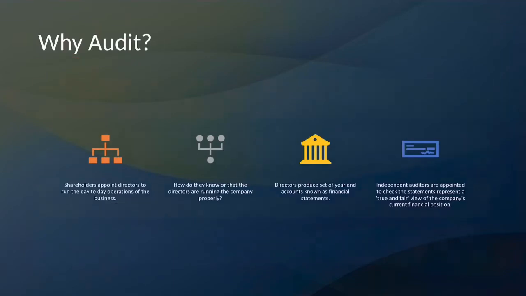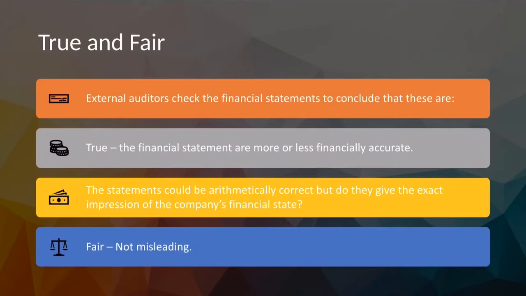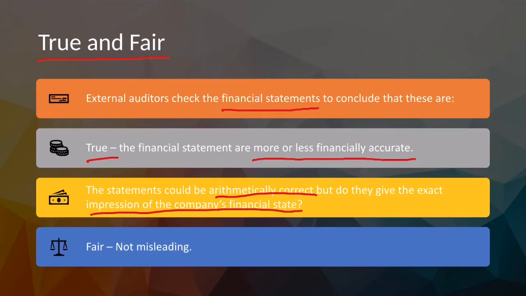So let's unfold the detail of what an audit looks like and what are the key things that we should be aware of. First of all, what does true and fair mean? External auditors check the financial statements to conclude that these are true. That means the statement of financial position is more or less financially accurate. The statement could be arithmetically correct, but does it give the exact impression of the company's financial state?